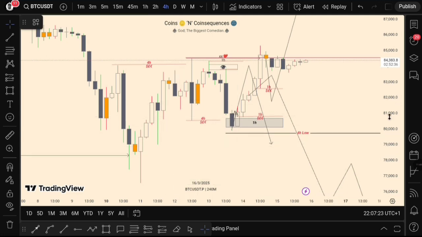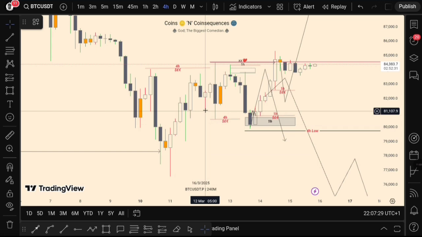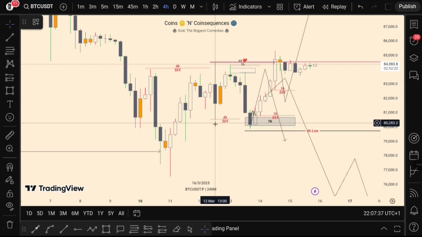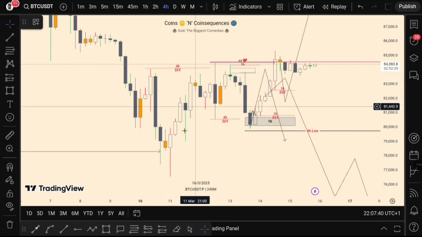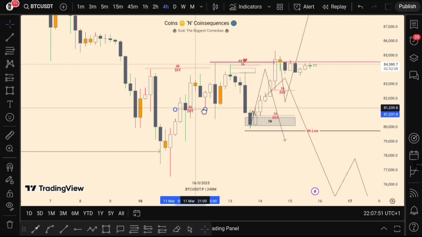Why is that? Because okay, we have a pullback, we have another pullback here, then yeah, we have a pullback here, then another pullback here. Yeah, this is another pullback. So basically, this is not just an inducement. Sorry, the inducement is here. Yeah, this is a 4 hour inducement.